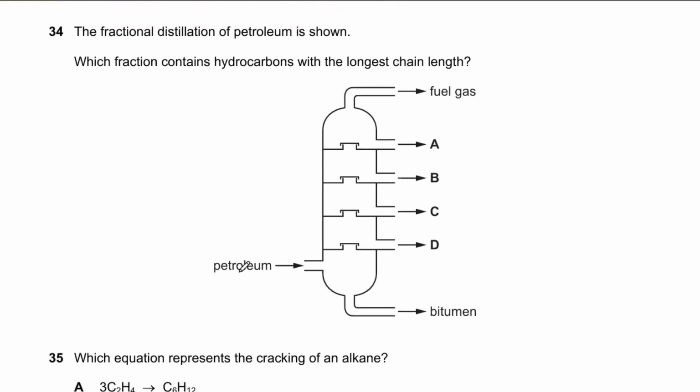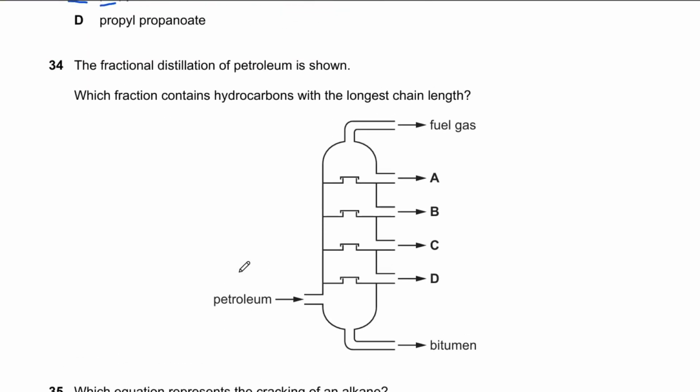Next question, 34. The fractional distillation of petroleum is shown. Which fraction contains hydrocarbons with the longest chain length? Now, the fractions of hydrocarbons, their chain length increases as you go down. So that means the first one, fuel gas, has the shortest chain length, and then bitumen will have the longest chain length. But here our option is from here to here. So that means our answer is D.